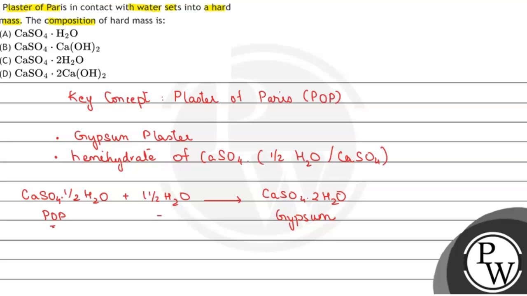So the hard mass is commonly known as monoclinic calcium sulfate dot 2H2O. This is the hard mass formed when plaster of Paris absorbs water. So the composition of hard mass is CaSO4 dot 2H2O. I hope you understood it well.